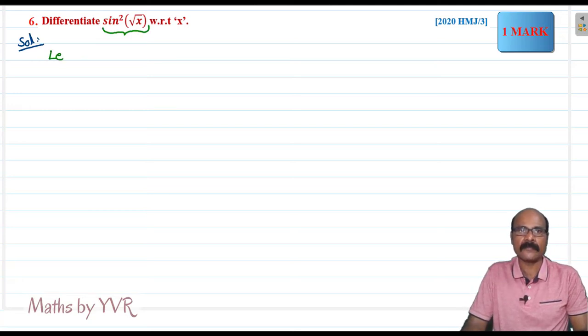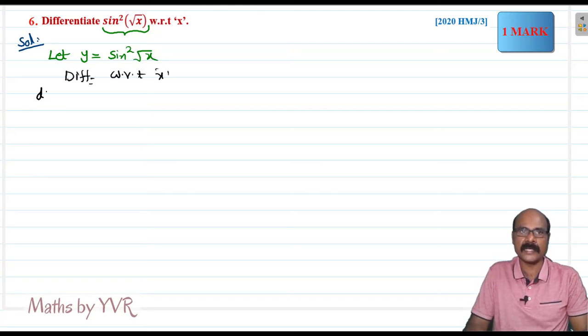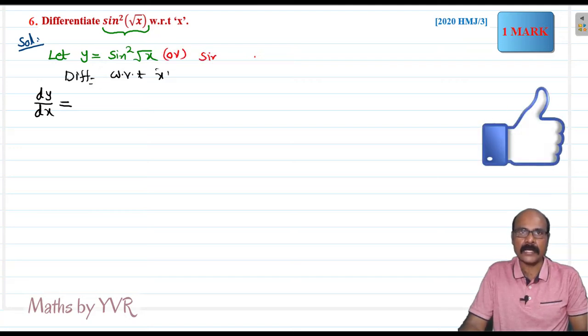Now I will consider the given function as y. So let y is equal to sine square root x. Now differentiate this function with respect to x. Then the derivative of y with respect to x can be denoted as dy by dx is equal to, what is the derivative of sine square x? Now if you observe here, sine square root x can be written as sine of root x whole square also.